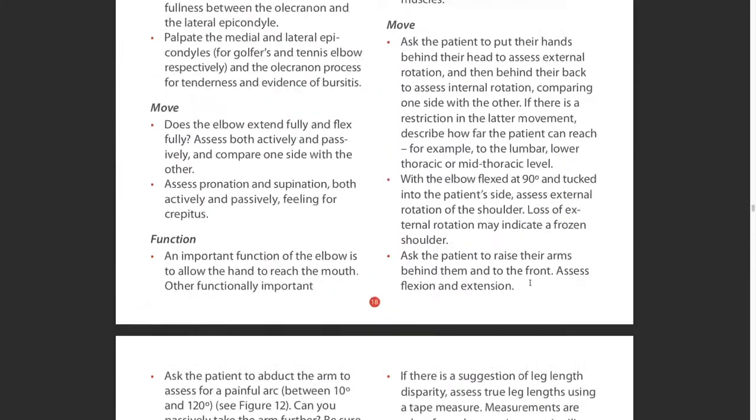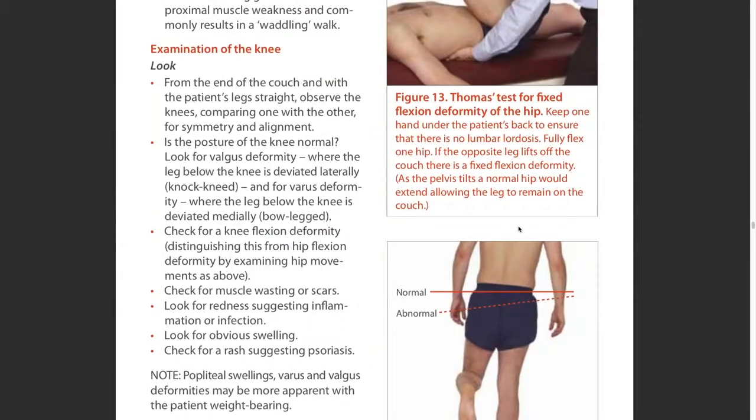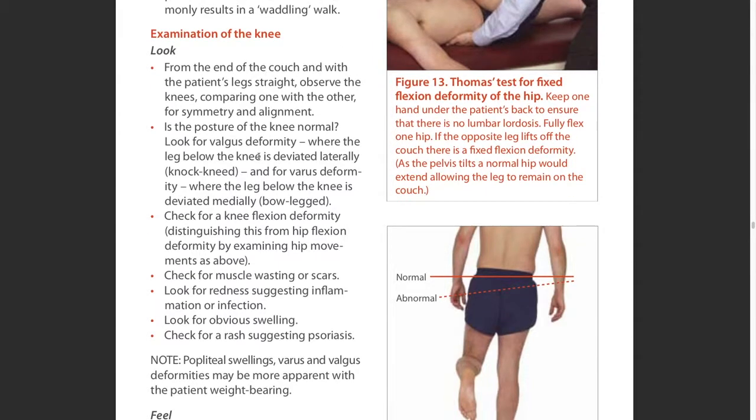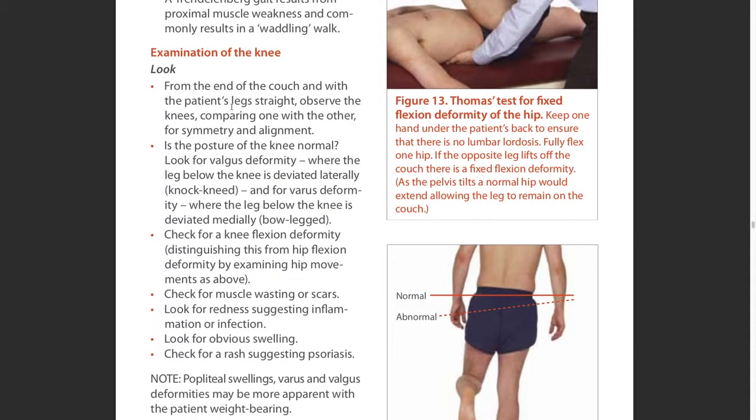Let's try and summarize. Oh, this is examination of the hip already. Okay, examination of the knee. First, you look. It says here from the end of the couch with the patient's legs straight. So it's implying that the patient is on the couch right now.